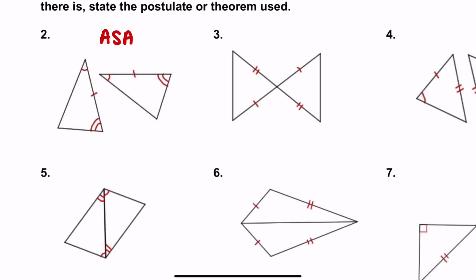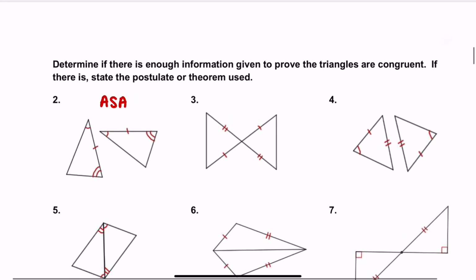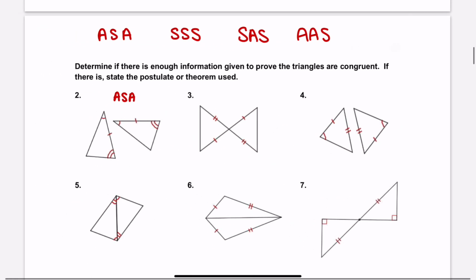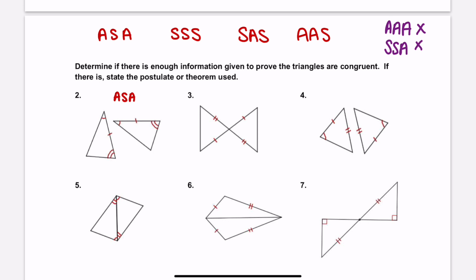Now, we need three things to show that triangles are congruent. The first one is angle-side-angle. We had side-side-side. We have side-angle-side. And we have angle-angle-side. Let's talk about the two that are not congruent. If I have three angles, those would not be congruent. And if I have side-side-angle, these are not necessarily congruent.